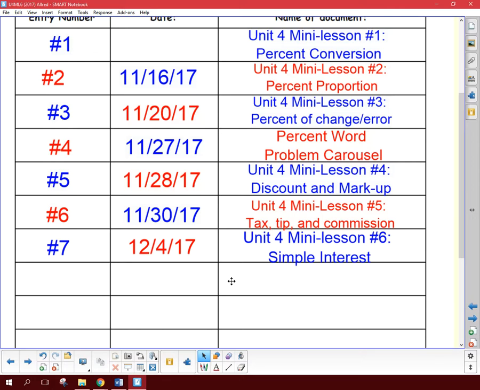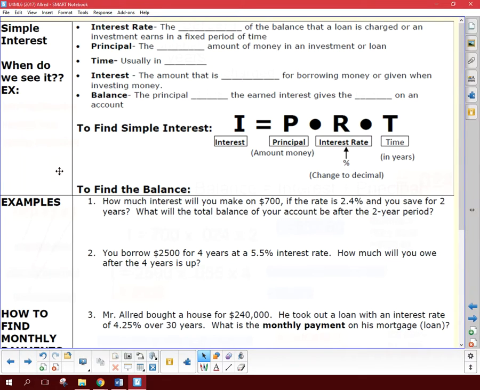We're going to take a post-test on Unit 4 on Thursday of this week, December 7th, and there's going to be questions like these on there.